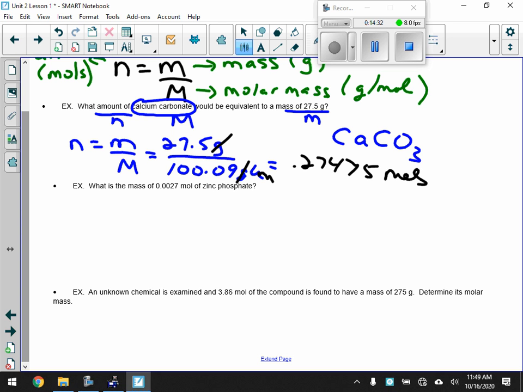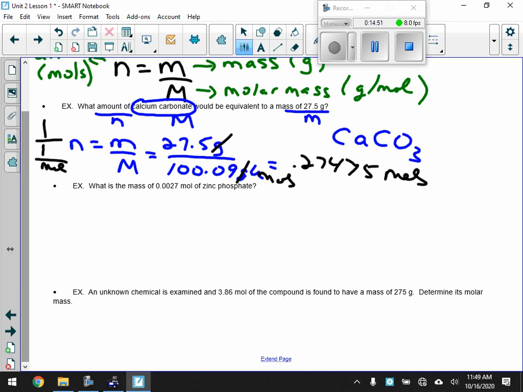And if you remember good old-fashioned dividing by fractions, if you're dividing by a fraction, you multiply by the reciprocal, all that stuff. So if we have 1 over moles like that, we multiply by the reciprocal, the moles come to the top, so we end up with moles.